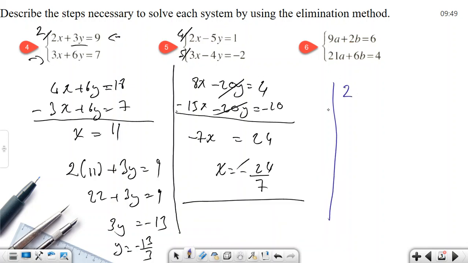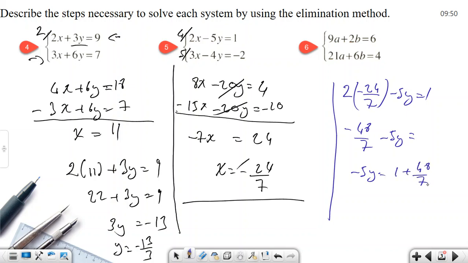2 times, what is the x value? Minus 24 over 7. Minus 5y equals 1. 2 times minus 24 is minus 48 over 7. Minus 5y equals 1 plus 48 over 7. 7 times 1 is 7, so 55. Minus 5y equals 55 over 7. y equals negative 11 over 7. This is the y value.